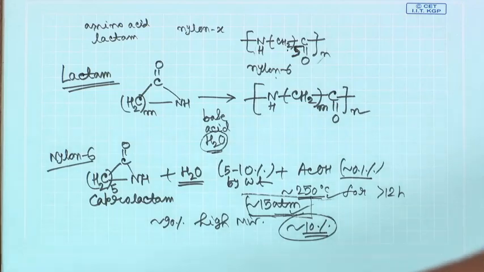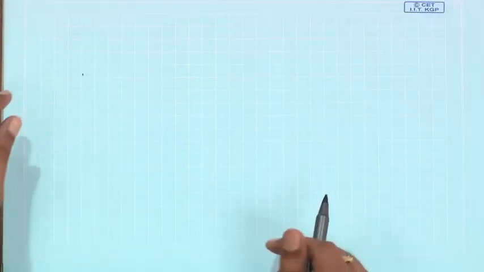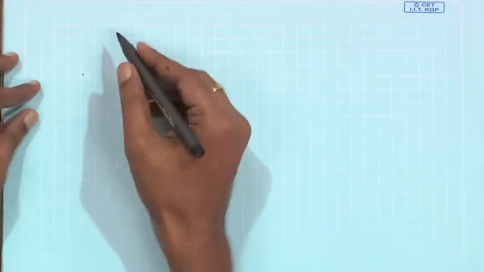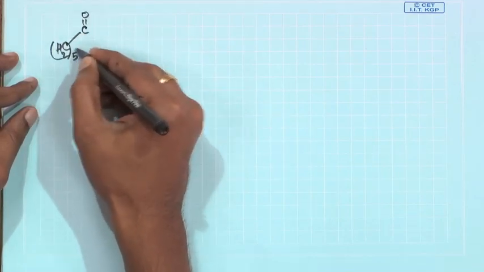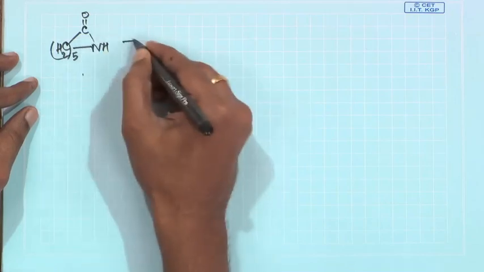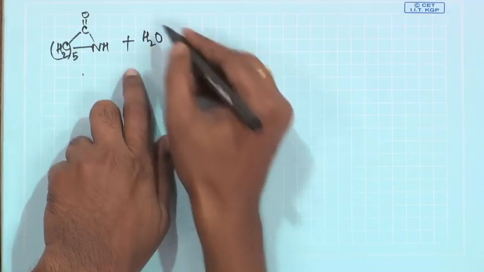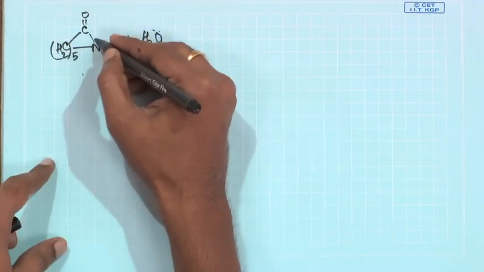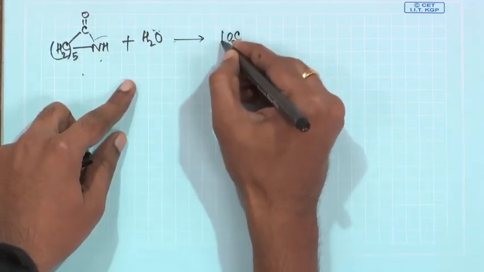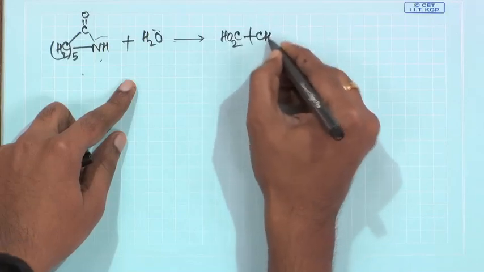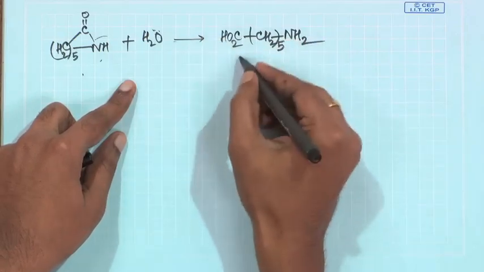Now, let me look at this particular process in a little bit more detail. So, you have your lactam here. Basically it reacts with water. The water can attack here and open up this amide bond. So, you will have an amino acid that is produced, an amino acid of this form. This kind of amino acid is generated.